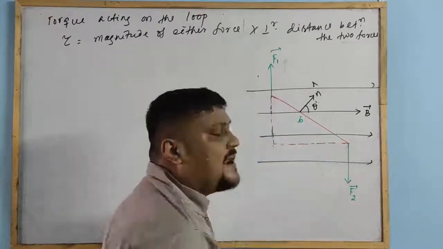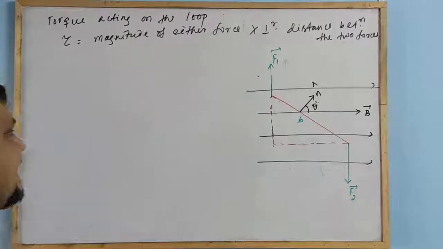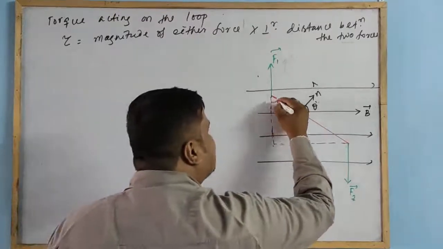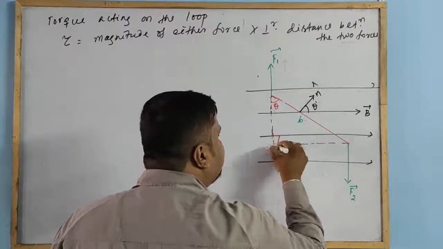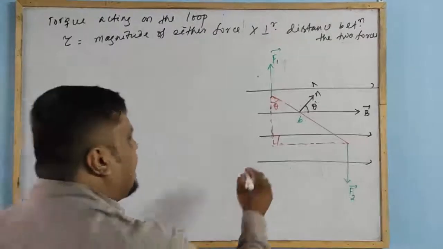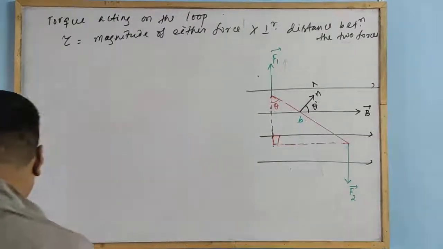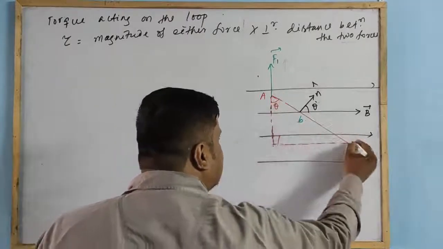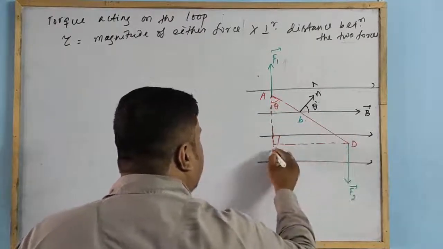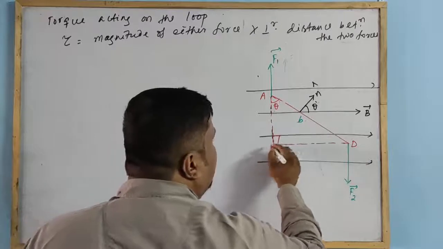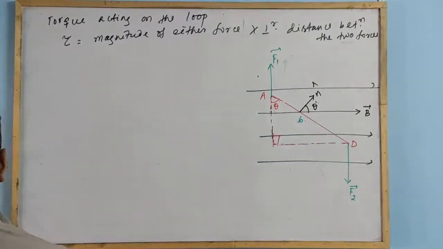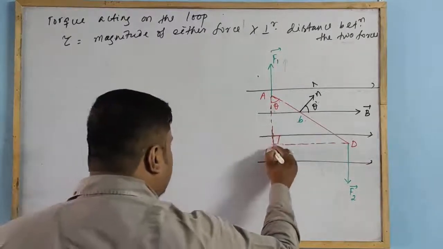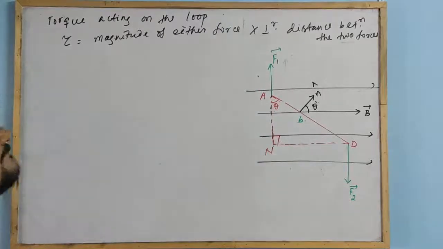This is the perpendicular distance. Then if this angle is theta, I can say this is also theta. This is the 90, this is theta and this is your 90. So let me give some names here. This side is A, and this is B. Let this be the normal, so I can say this is N.